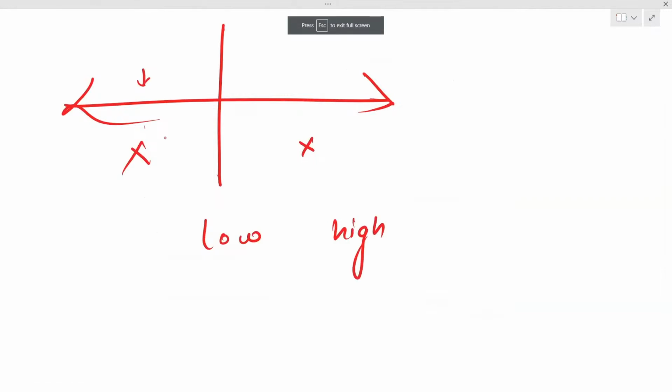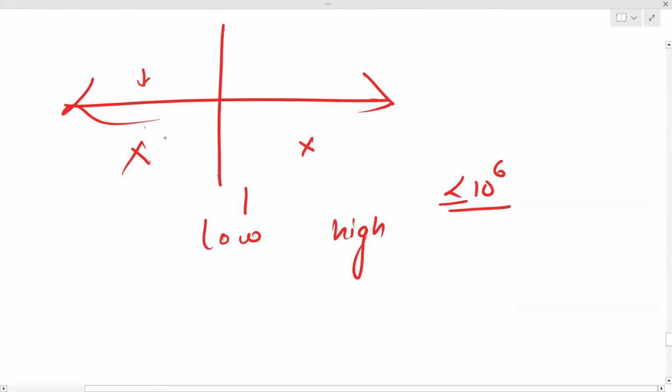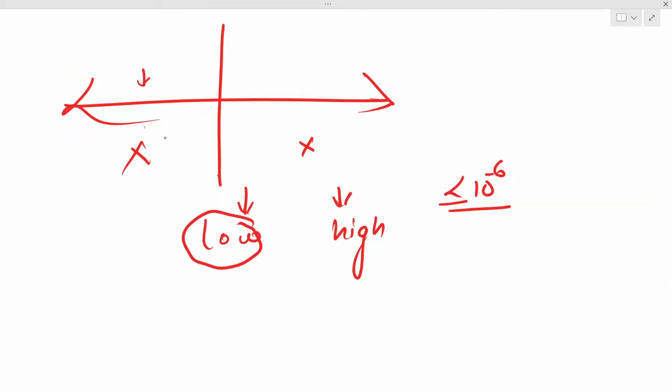So finally, once our low to high is less than, let's say, 10 to the power minus 6, this means that our answer is in this range only, and this range itself is less than 10 to the power minus 6. So if I output this, even if the answer is high and I printed low, my error is less than 10 to the power minus 6.